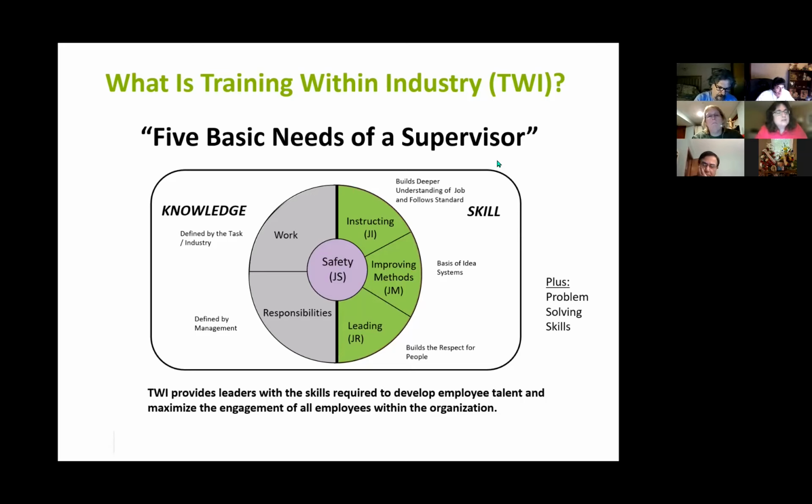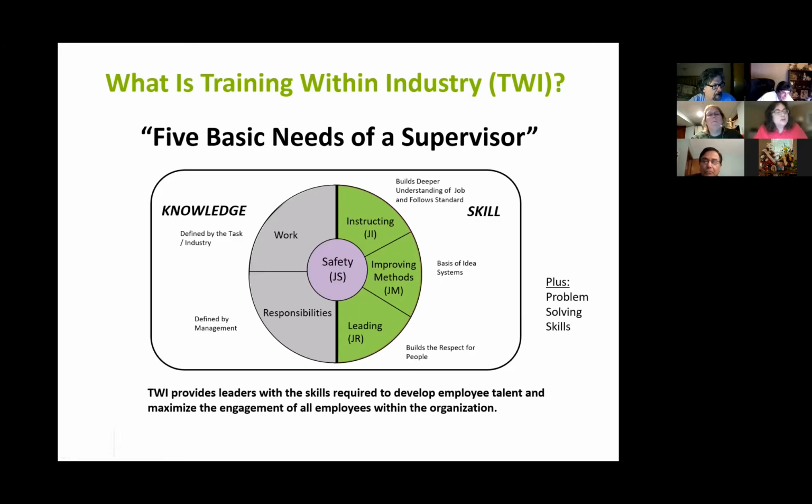There's another TWI skill called improving methods. This improving methods is really a basis or an activator for an idea system. And I'll talk about that further. The next one, the skill in leading or job relations. Another really wonderful TWI class. It's all about building respect and trust for people. Because when it all is said and done, we get our responsibilities met through people. Unless you're a research scientist in your basement, you're getting your work done through people.